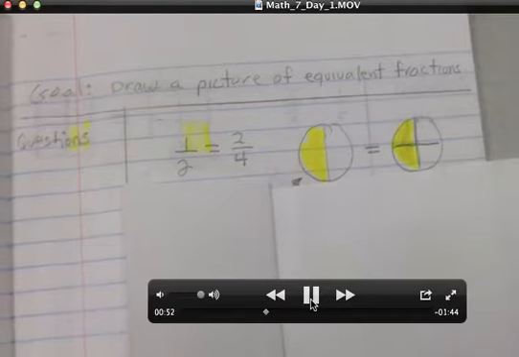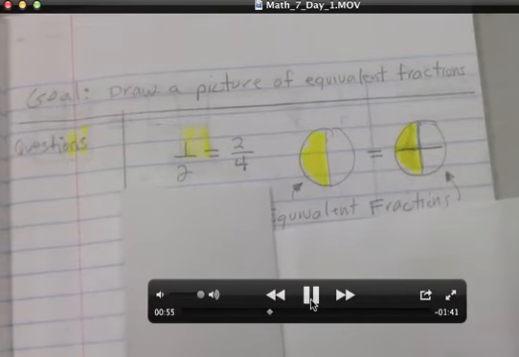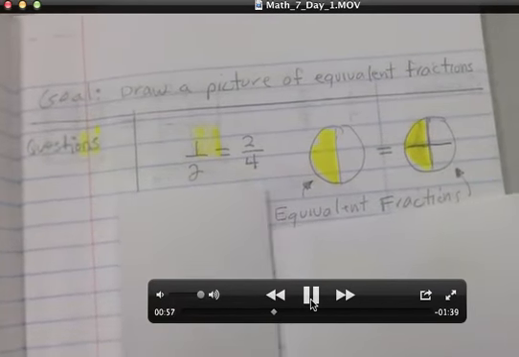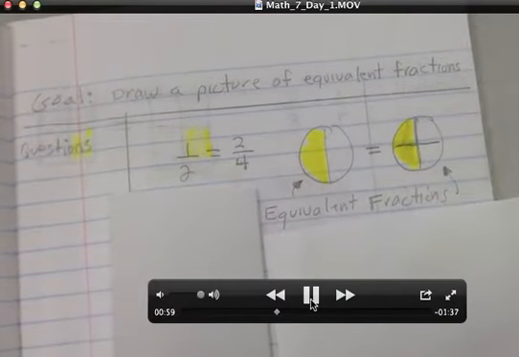Again, you're writing this into your notes. You don't have to use color. You could even just shade. If you don't have color, you can go ahead and write equivalent fractions.